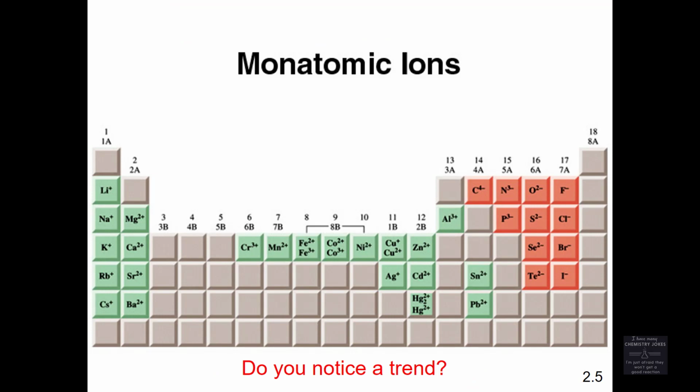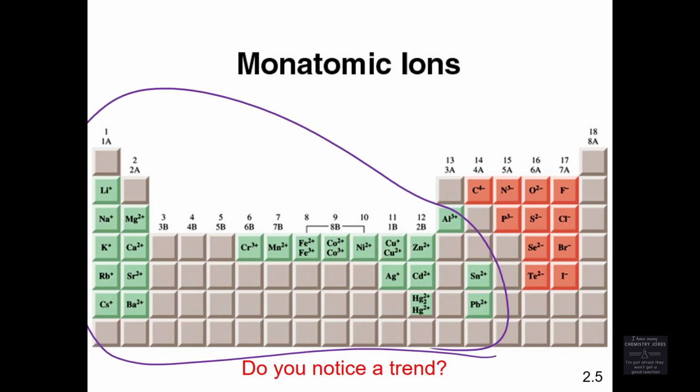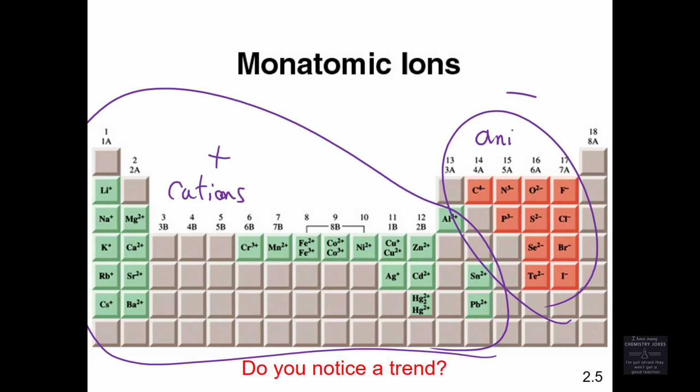All right, so here's our periodic table, and these are the typical ions that they make. Do you notice a trend? I hope you do. These green things all have what kind of charge? Positive. These reddish things all have negatives. These are cations. These are anions. The green ones are actually all considered metals. The red ones are considered nonmetals.